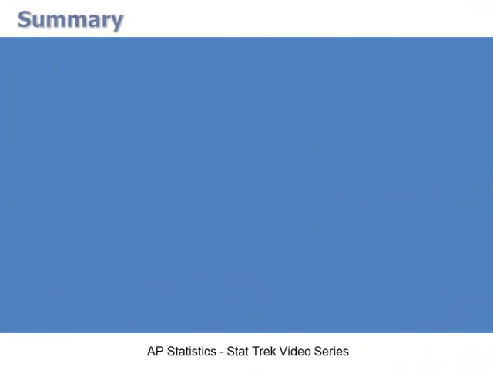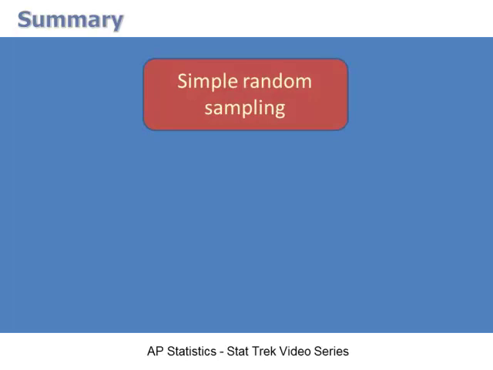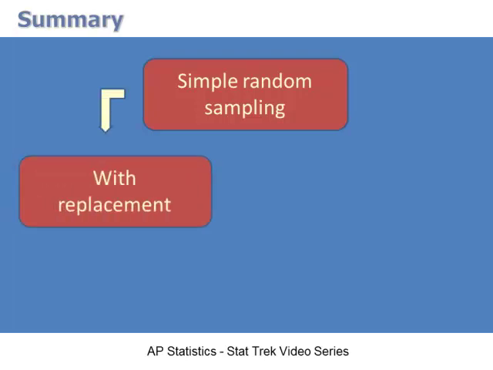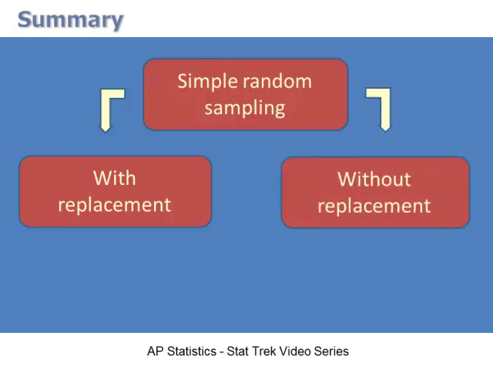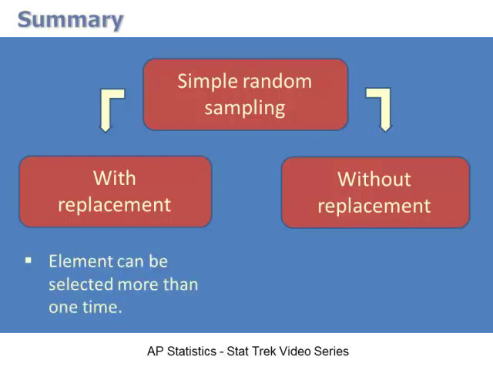We also talked about a way to select sample elements from a population called simple random sampling. With simple random sampling, all possible samples of size n are equally likely to occur. And finally, we compared sampling with replacement and sampling without replacement. When a population element can be sampled more than one time, we are sampling with replacement. When a population element can be sampled only one time, we are sampling without replacement.